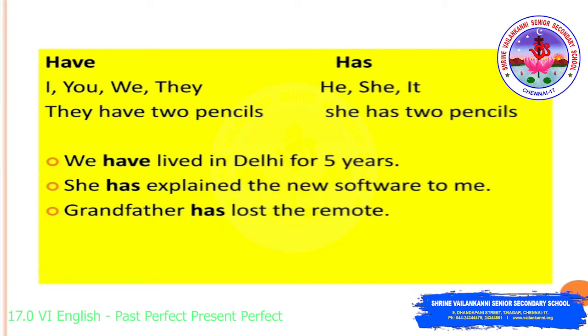They have 2 pencils. I have 2 pencils. You have 2 pencils. We have 2 pencils. And for he, she, it, we use has. He has 2 pencils. She has 2 pencils. It has 2 pencils. Okay? Now, for example, the box has 2 pencils in it.